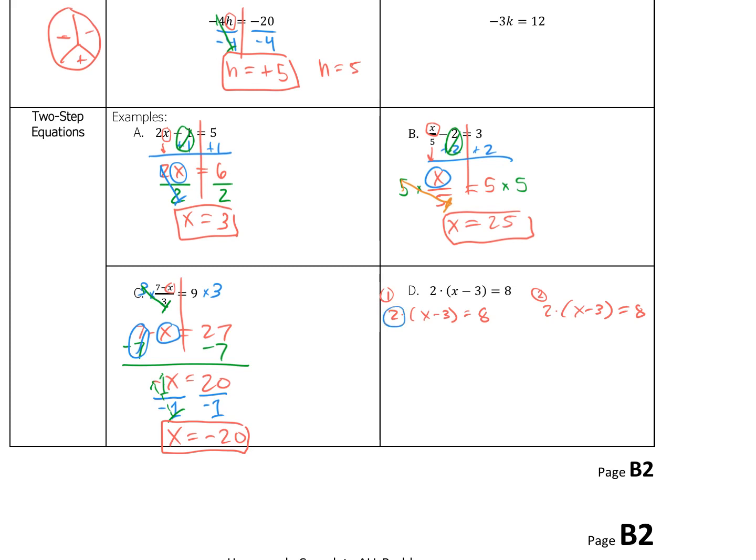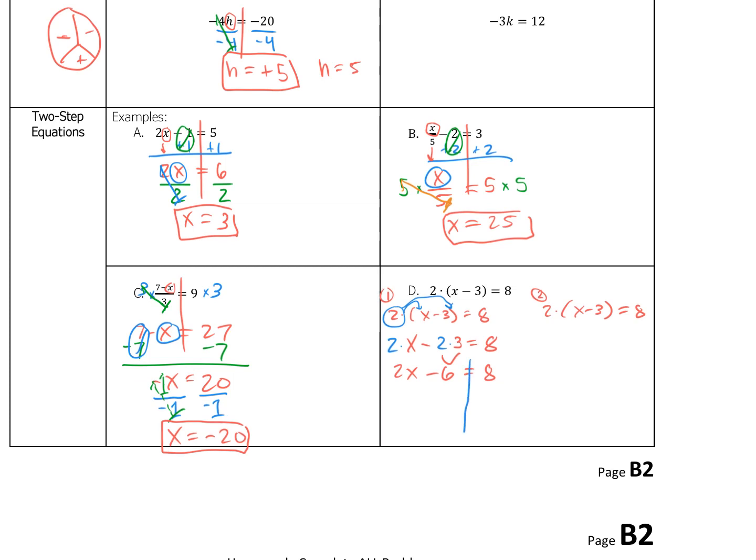So if I circle this, so from the previous notes, I just use the distributive property. I multiply everything on the inside by what's on the outside. So 2 times x and 2 times negative 3. So this becomes 2 times x minus 2 times 3 equals 8. Then I just do my multiplications and I have 2x minus 6 equals 8, right? Because 2 times 3 is 6. Then now this becomes a 2-step equation.